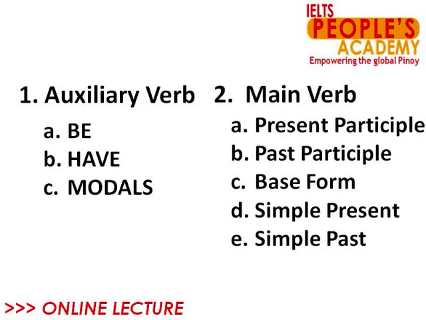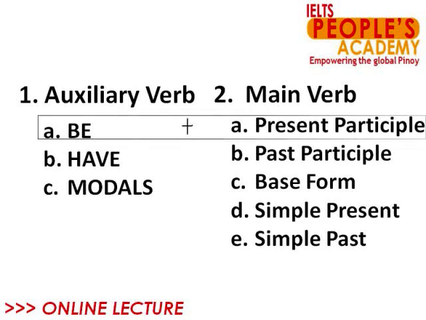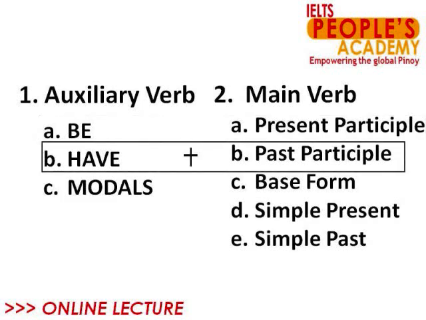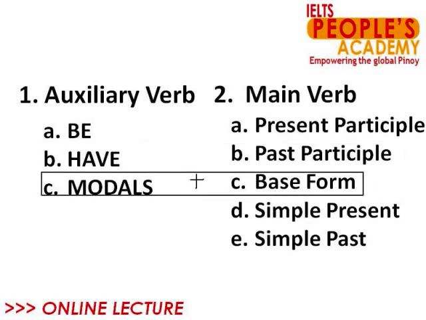Just keep in mind that A, as in the A, B, is always added together with the A present participle. So that makes the formula A plus A. Same thing also that B for the word have always combines with B past participle. So the formula B plus B. Next, C, which is your modals, would always combine together with base form, letter C. So that makes it C plus C.